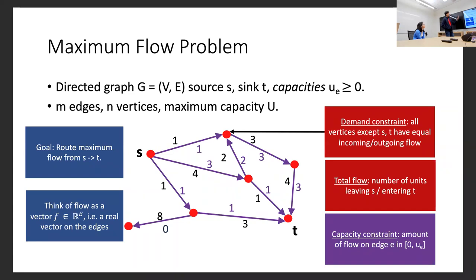The main properties we need to satisfy are the demand constraint, which says that for every vertex that's not S and T, the amount of incoming flow and the amount of outgoing flow are equal, so that the net demand at every vertex other than S and T is zero. Additionally, we have to satisfy the capacity constraints, which says that the amount of flow on an edge is between zero and its capacity U. Our goal is to maximize the total amount of flow between S and T, which we define as the amount of units leaving S, which equals the amount of units entering T.